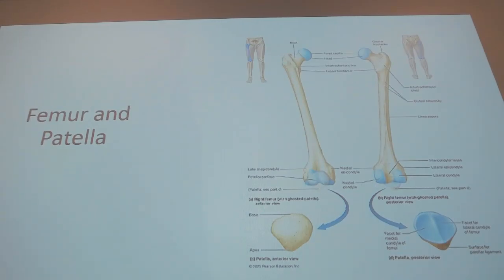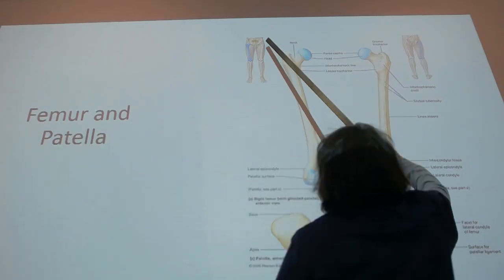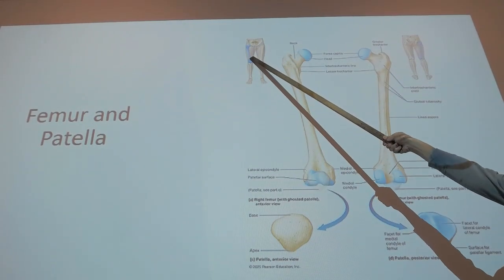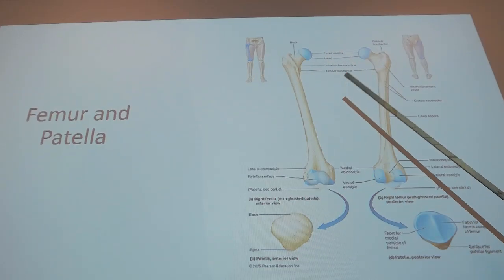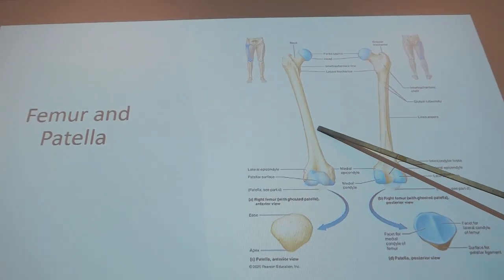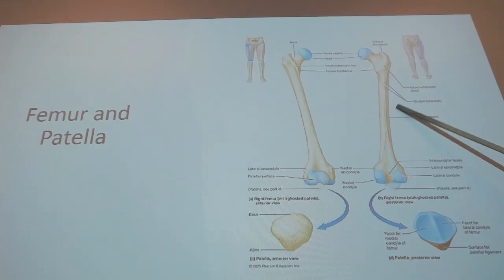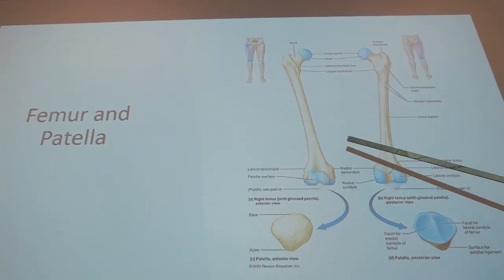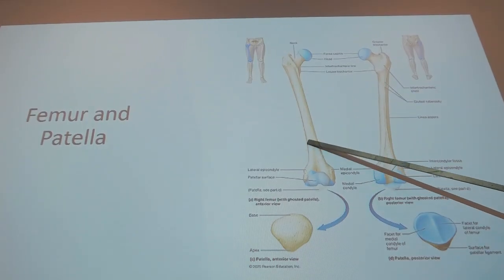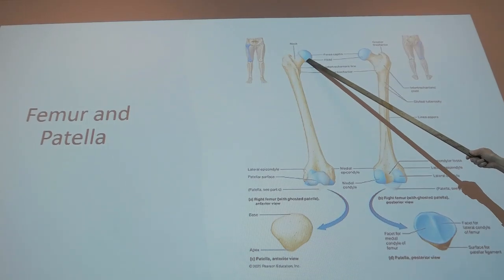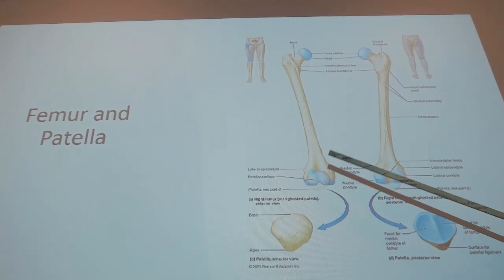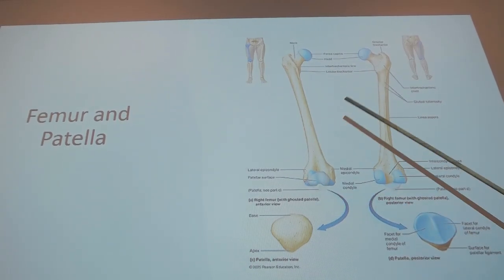So here are the features of the femur and the patella. So you're looking at the thigh. So this is the right femur, anterior view, right femur, posterior view. This is the diaphysis of the femur. This is the proximal epiphysis. This is the distal epiphysis.